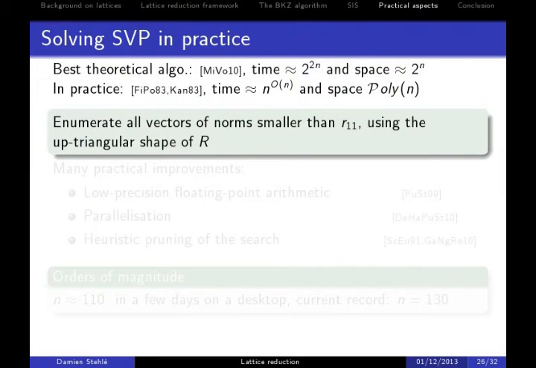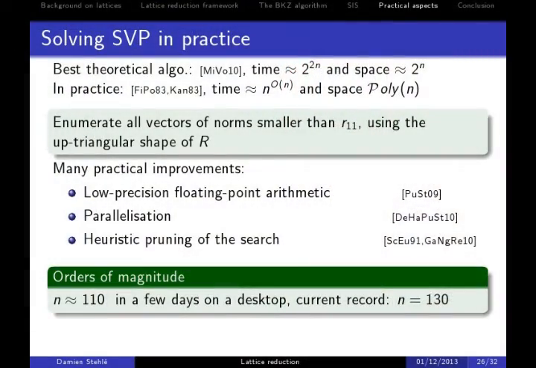So in practice, the best theoretical algorithms for SVP are exponential in theory, but in practice we don't use these ones, because the asymptotically more consuming algorithms turn out to be faster in practice. So we use what's called the enumeration algorithm. And it's a fairly elementary algorithm given the upper triangular shape of R.